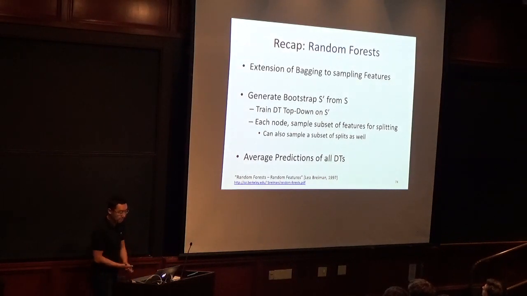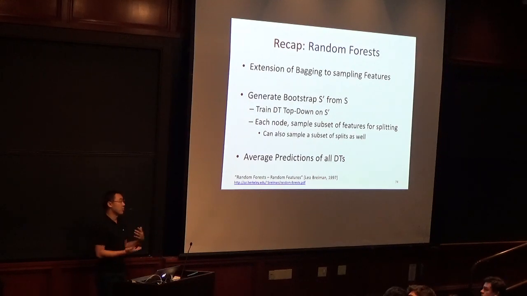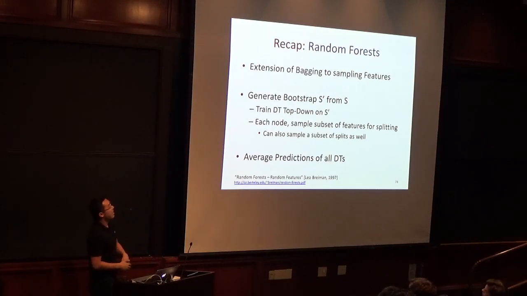Okay, so just to recap, random forests are an extension of bagging to sampling features. It is specific in this case to decision trees. This particular form of training doesn't work for other function classes. It's a tailor-made approach only for decision trees. But the basic idea is that you sample a training set S prime, bootstrapping from the original training set. You train a decision tree top down, and in every node during training, you only sample a subset of the features for splitting.